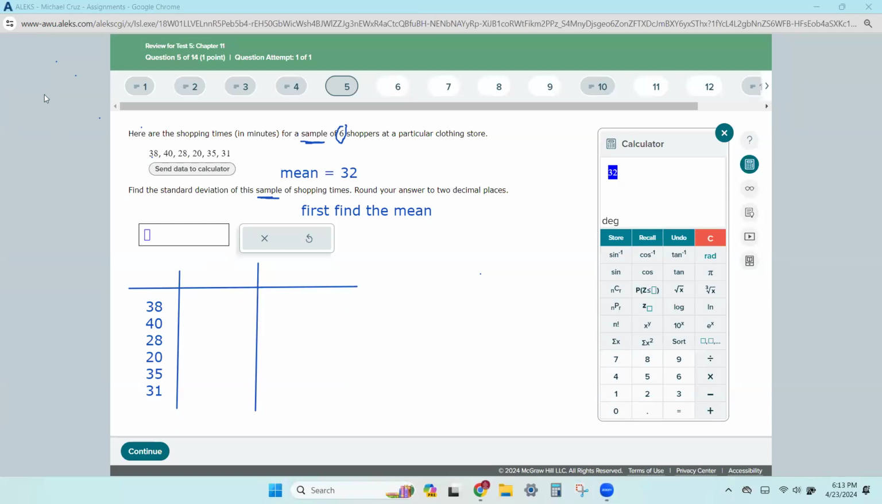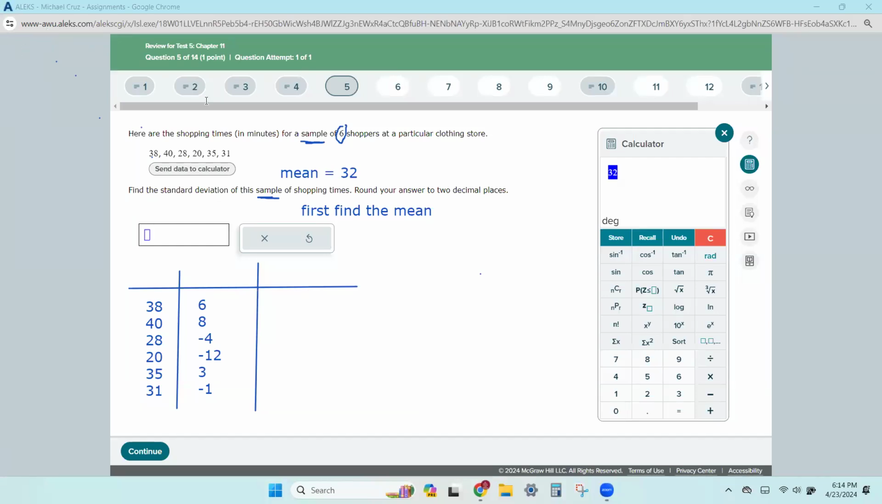So what's 38 minus 32? I think it's 6, right? 40 minus 32 is 8. 28 minus 32 is negative 4. 20 minus 32 is negative 12. 35 minus 32 is 3. And 31 minus 32 is negative 1.